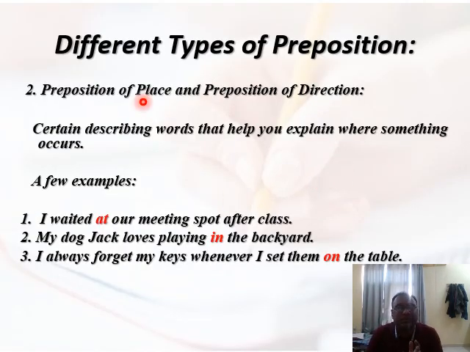Prepositions of place or direction are certain describing words that help you explain where something occurs. I waited at our meeting spot after class. At means at the fixed spot. My dog Jack loves playing in the backyard. Backyard means the open area. You can say, I always forget my keys whenever I set them on the table. On the table, that is the surface area, touching the surface.